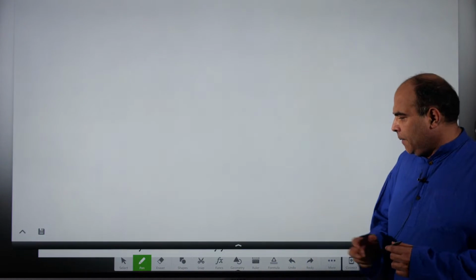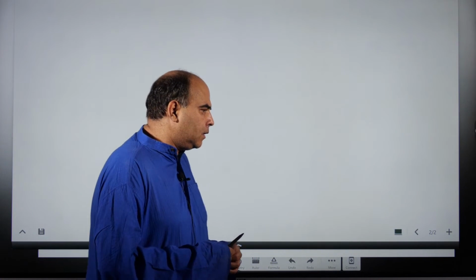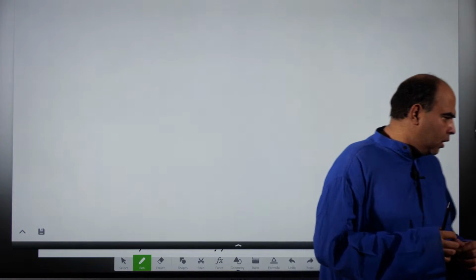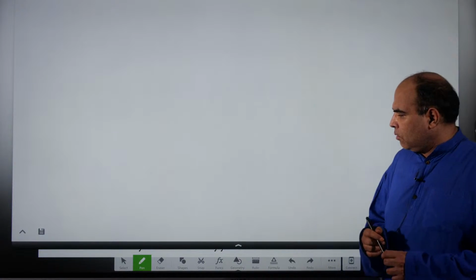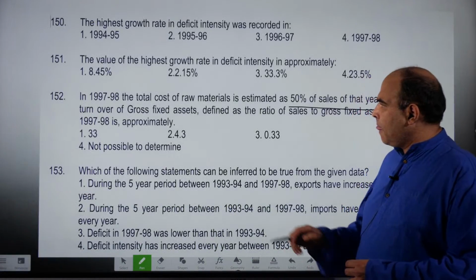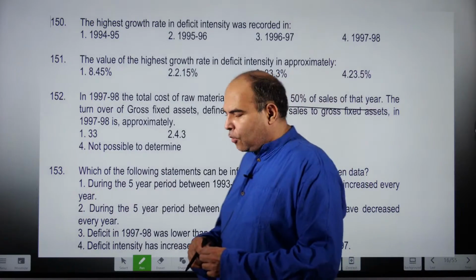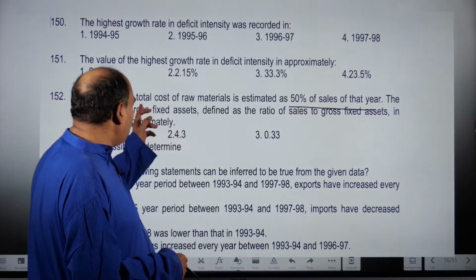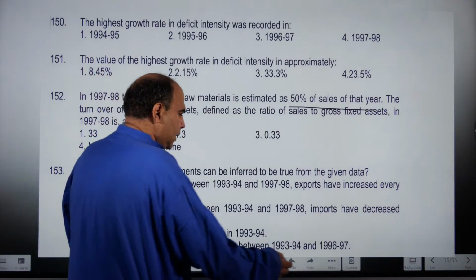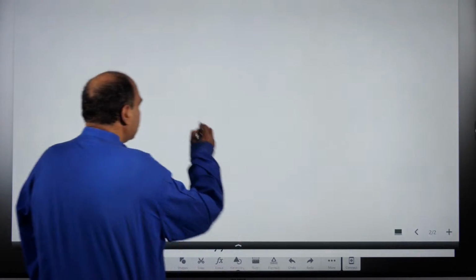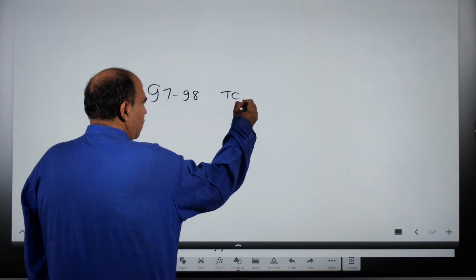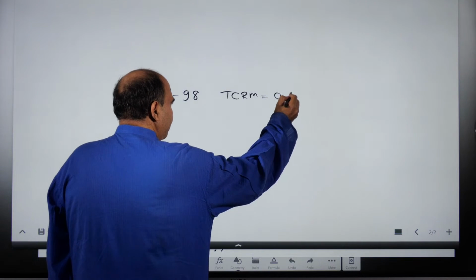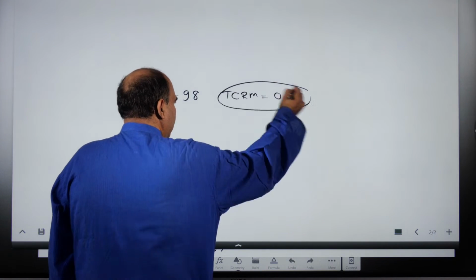In this case, what we are trying to understand is what we do. Just checking whether my connection is okay. Yeah, it's all fine. What they are telling me here is that for 97-98, the total cost of raw material is estimated as 50% of sales for that year. Let's put that information down: 1997-1998 total cost of raw material is 0.5 of sales for that year.